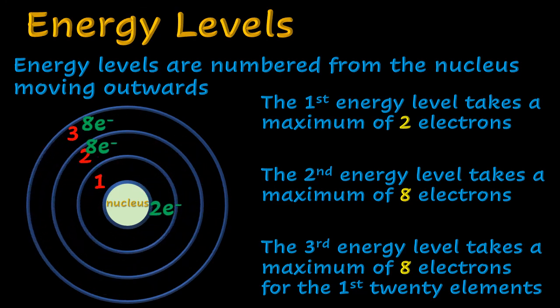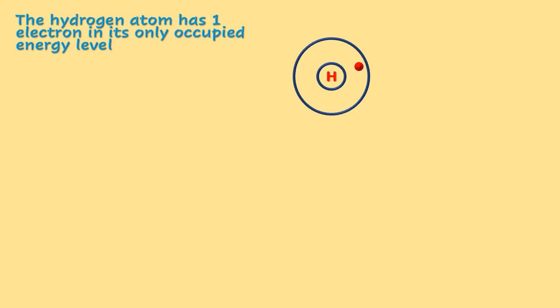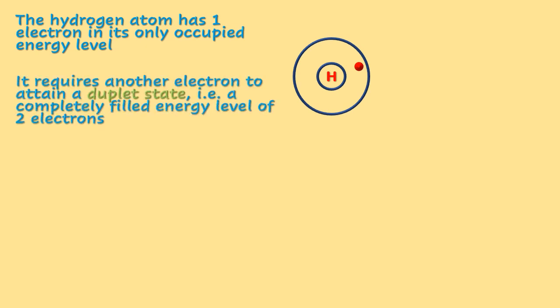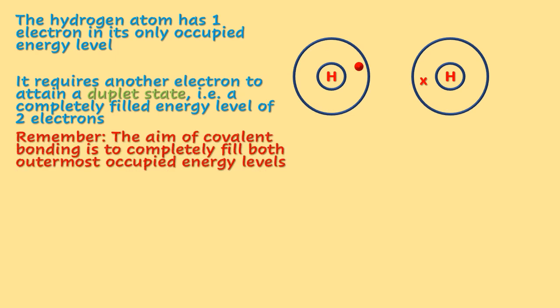Let's go back to hydrogen. The hydrogen atom, as we said, has only 1 electron in its only occupied energy level. For this energy level to be completely filled or to attain a duplet state, then we will need 2 electrons. But we don't just bring in another electron. Instead, we bring in a whole atom with its electron so that sharing can occur.